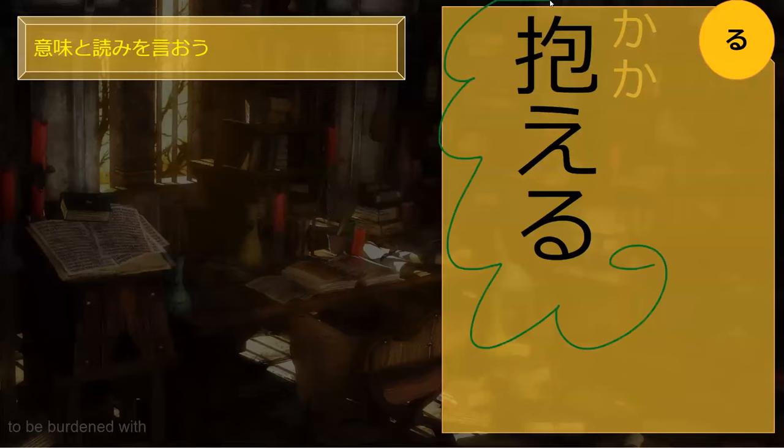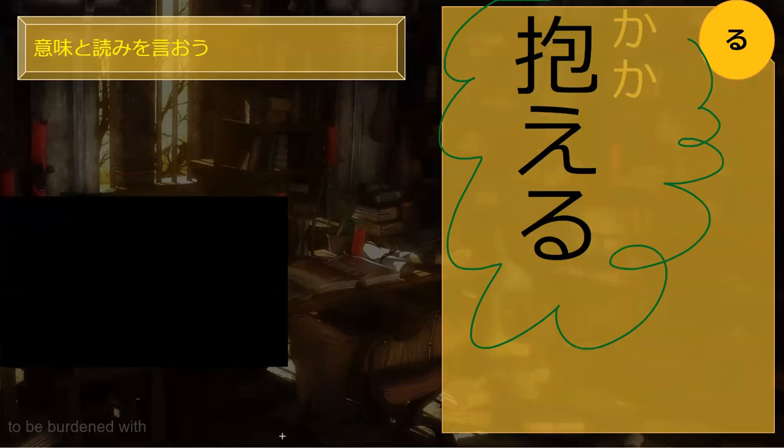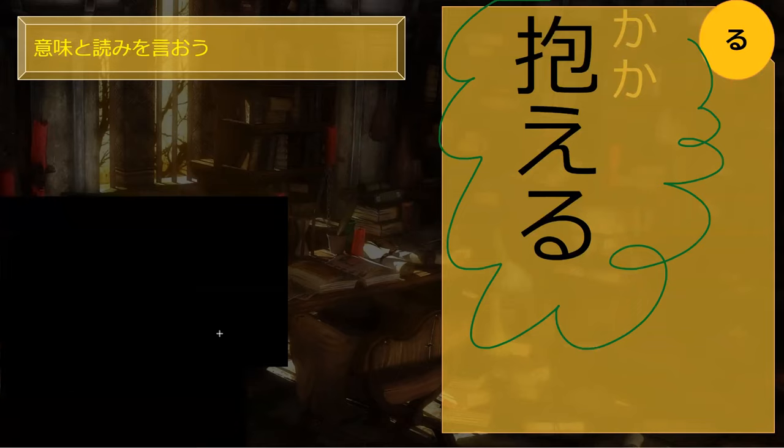Can you read this word for me? 抱える。はい。Do you know what 抱える means? 抱える is to put on. Good guess, good guess. It does look a lot like those kind of words. Like, for example, it looks a lot like tsutsumu, which is to wrap.